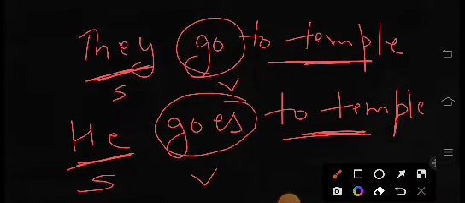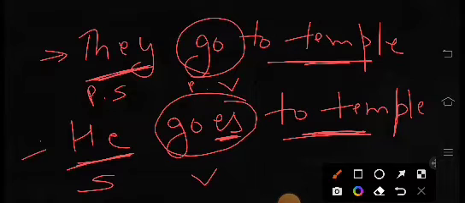Now let us interrelate the relation between these two. Let us check first whether the subject is singular or plural. In the first sentence, the subject is they. It means we have a plural subject because they means it is including a number of people. So what I told you, plural subject will always carry a plural verb, means a verb that is not ending with s or es. So we wrote they go to temple.